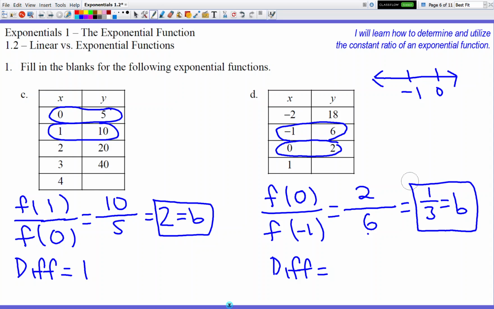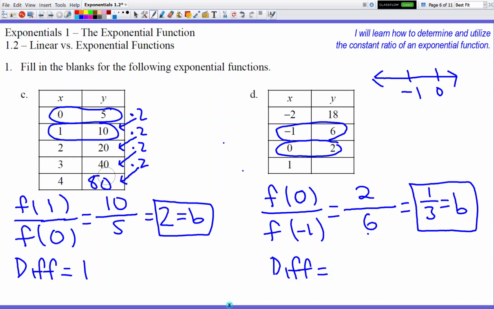Okay, so why are these so important? Well, like I said, it helps you to get from one y value to the next. So if I go 5 times 2, do I get 10? Yes. If I go 10 times 2, do I get 20? Yes. If I go 20 times 2, do I get 40? Yes. If I go 40 times 2, what do I get there? And this is where you hopefully say 80. Okay, and that's the role of what b does. He helps you get from one y value to the next.